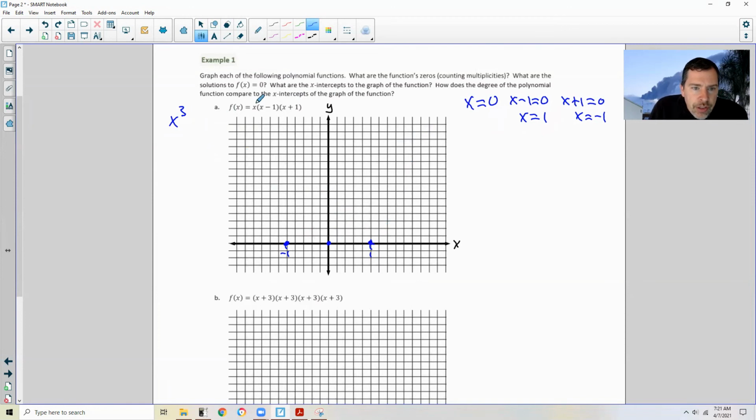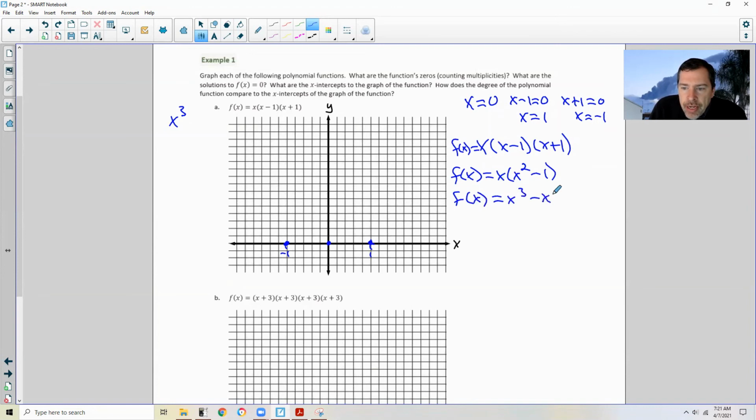An x cubed function, if I multiplied this out, okay, I will do it. So if I have f of x equals x times x minus 1 times x plus 1, the first thing I want to do is multiply these. So x times x is x squared. x times 1 is 1x, minus 1x cancels. 1 times a negative 1 will give me negative 1. So it's x squared minus 1. This is a difference of squares. And then that would simplify to x times x squared equals x cubed, and x times negative 1 is negative x. So this is the function x cubed minus x.